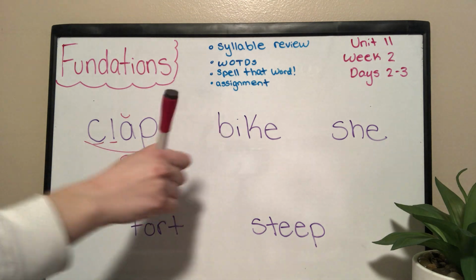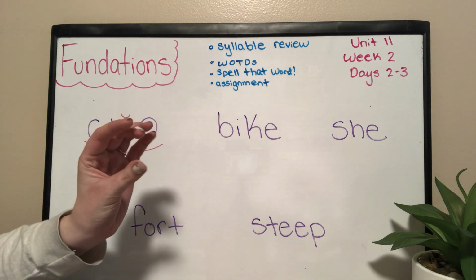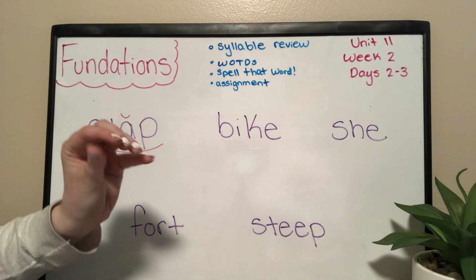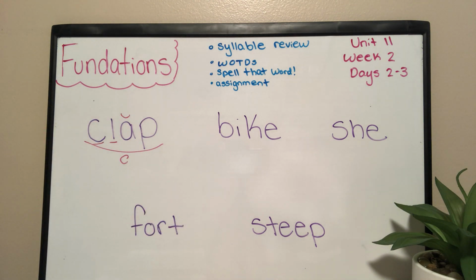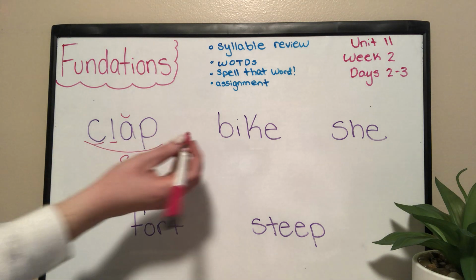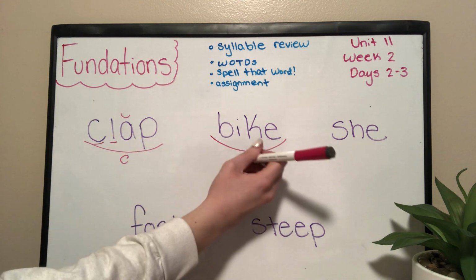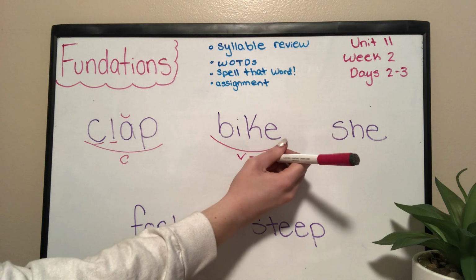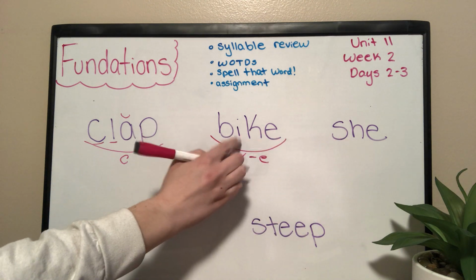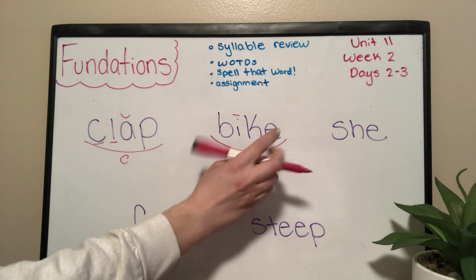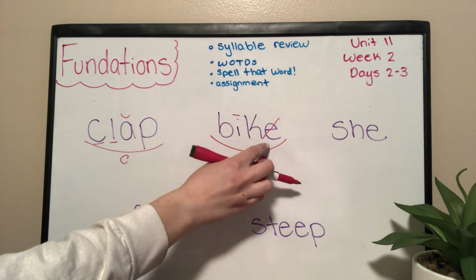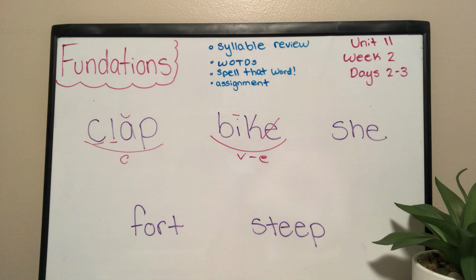Over here, tap this word out with me. B-I-K, bike. What type of syllable is this? Wonderful, that is a V-E for vowel, consonant, E. We have our vowel here, our long I, our consonant, and then our E at the end. E doesn't like to make a whole lot of noise, we just cross it out.